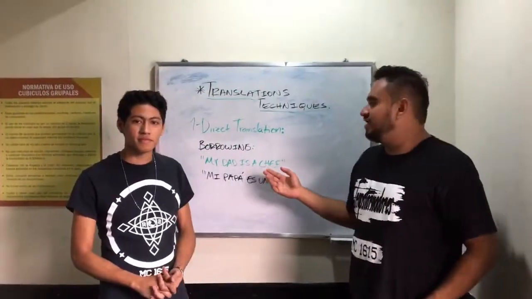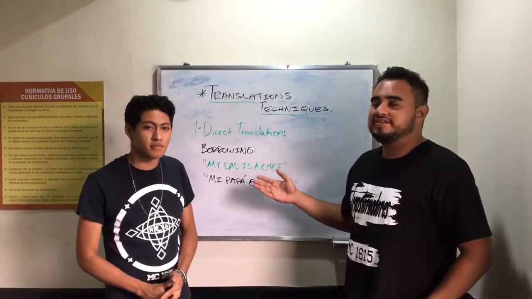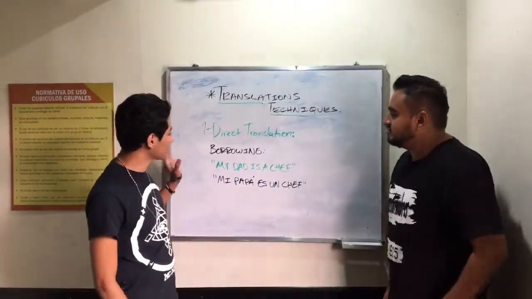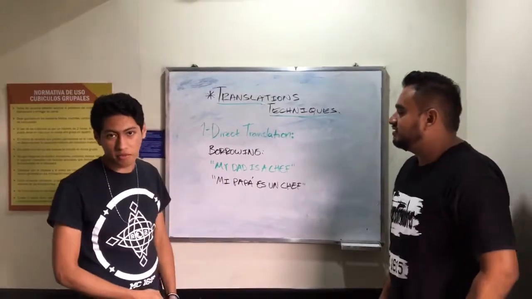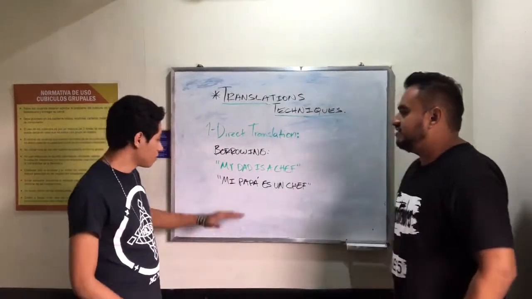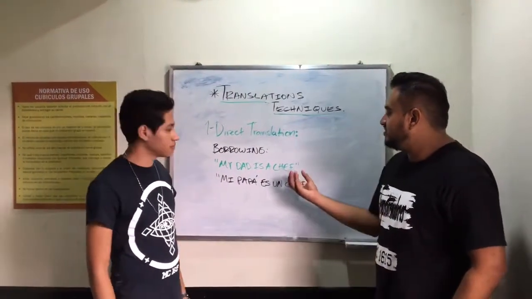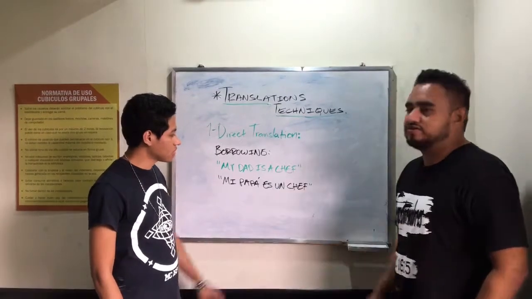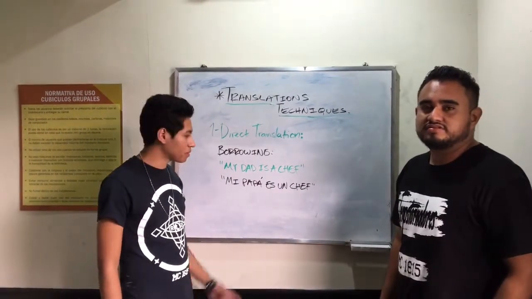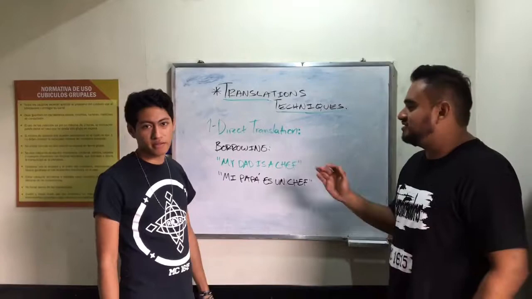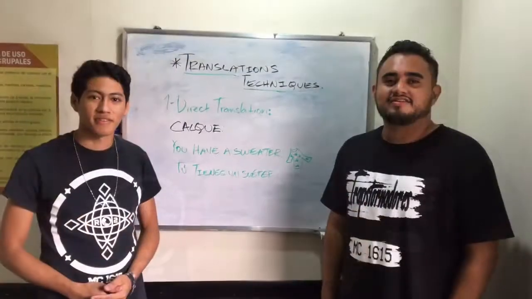Now we have here another sentence for explaining the borrowing. My dad is a chef. Mi papá es un chef. Chef is the word borrowed from another country. And that's it.